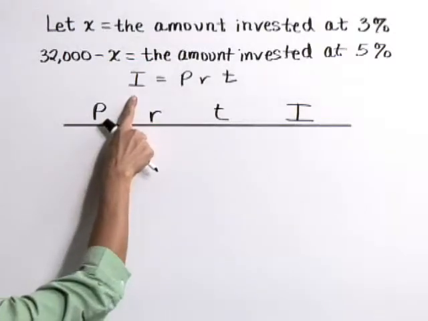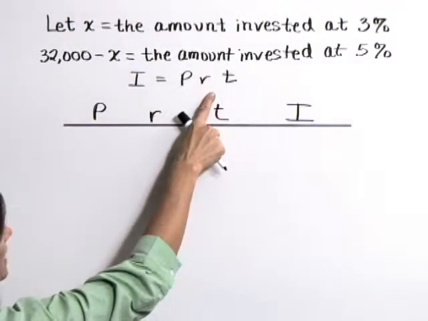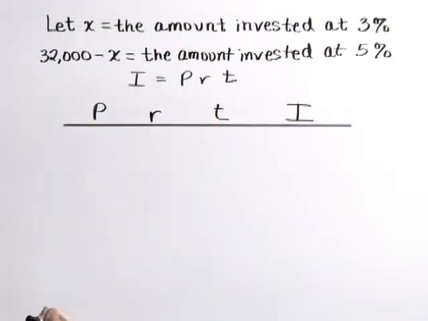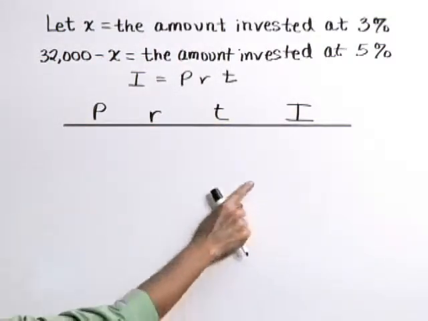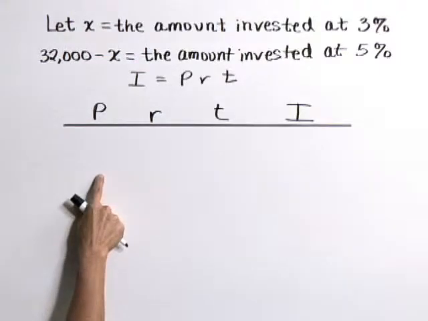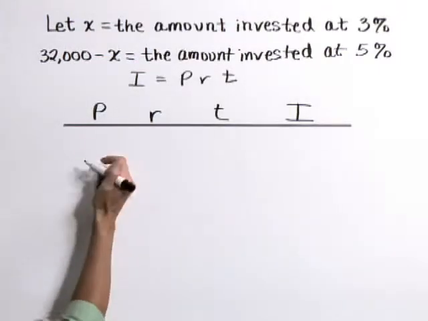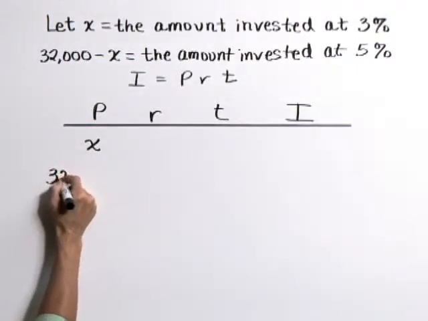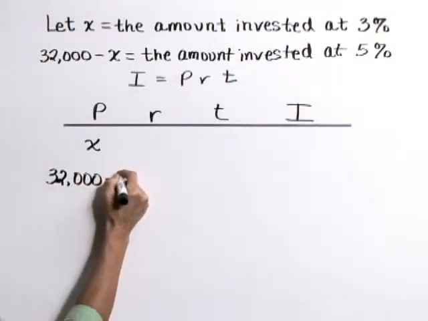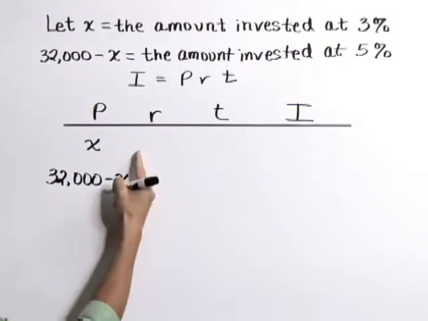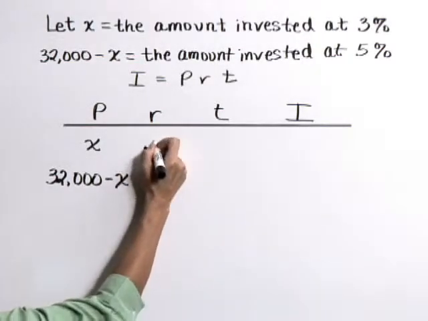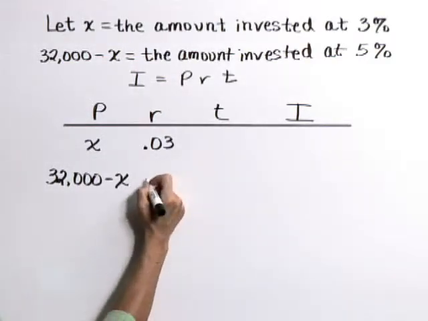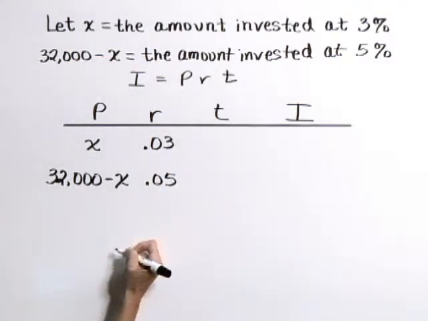We're going to use the equation I is equal to PRT. That's interest is equal to principal times rate times time. And I'd like to use a table to help me organize my information. Our principal amounts we've defined as x and 32,000 minus x. X was the amount at 3%. 32,000 minus x was the amount at 5%.